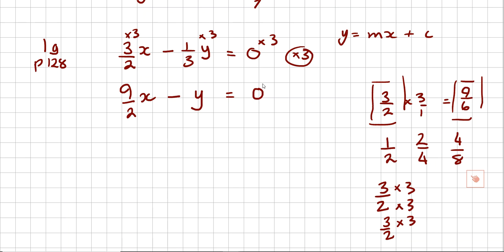over 2. What's my target? Isolate y. We've got negative 1y. Isolate it, put it on itself, make it positive. So I have negative y, so I need to add y. If I add y, I get 9 over 2x. Okay. All right. What's the gradient? What's the initial condition? 0. Good. There's a plus 0, which means the initial condition is 0.